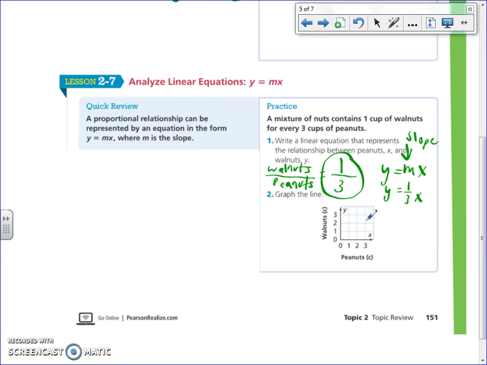And then to graph this, since it's a proportional relationship, it's going through the point 0, 0. So I'm going to start at 0, 0. 1/3 tells me that I have a rise of 1 and a run of 3, because rise over run is slope. I'm going to rise 1 and run 3. 1, 2, 3. Here's my final point. And I would draw a straight line connecting those 2 points.